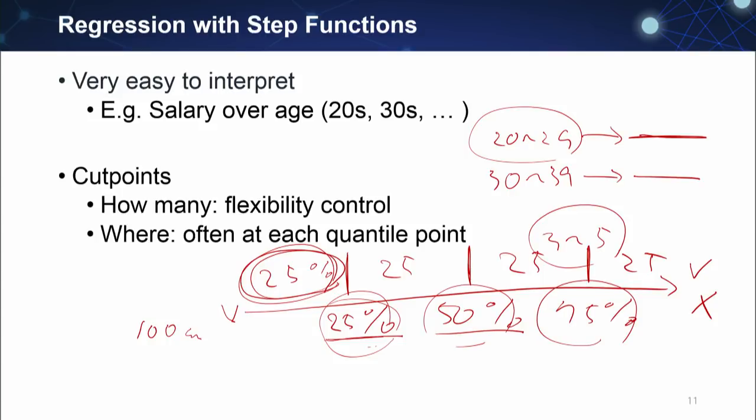If we want to use 4 cut points, they should be at 20%, 40%, 60%, and 80%. In total, 5 bins.